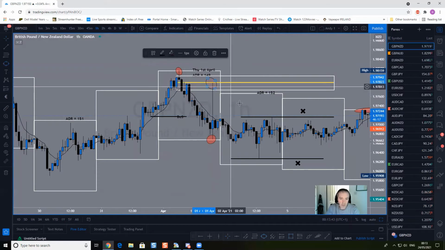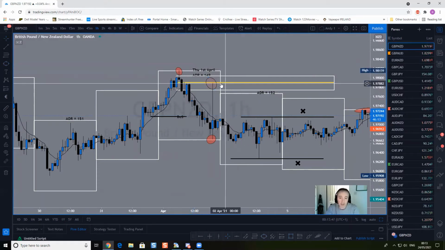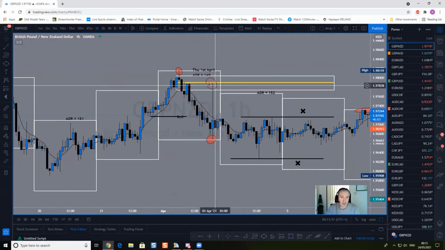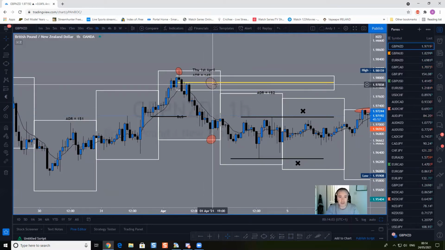So this would have been a supply zone, okay? This is your supply zone, and it's hit the 50%. See this candle here? It's amazing. This actually went right to the 50% of the banker's candle, or the actual supply zone. Look how accurate that is.